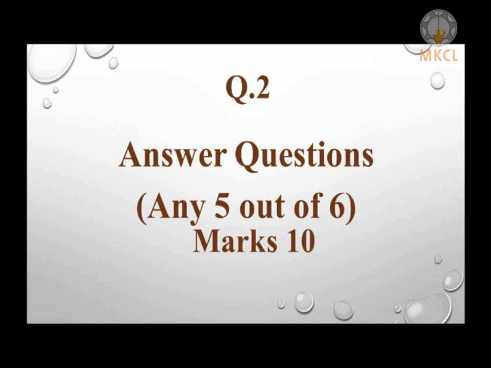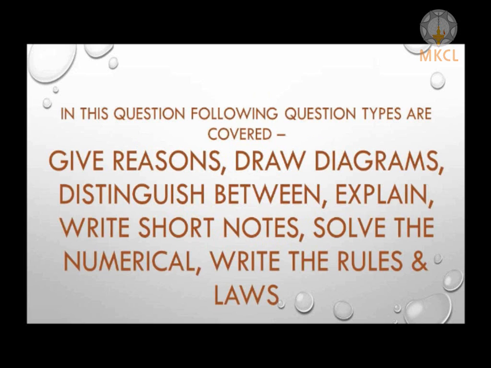In question number 2, there are a total of 6 questions and you have to solve 5 among the given 6. These 5 questions will give you 10 marks. So a single question carries 2 marks. And the question types are give scientific reasons, draw well-labeled diagrams, short notes, write balanced chemical equations, rules and definitions, numericals, distinguish between, complete the table, uses and properties, etc. Now, to expand the idea for question 2, I shall give you an example of each type of question, and how they are to be solved.